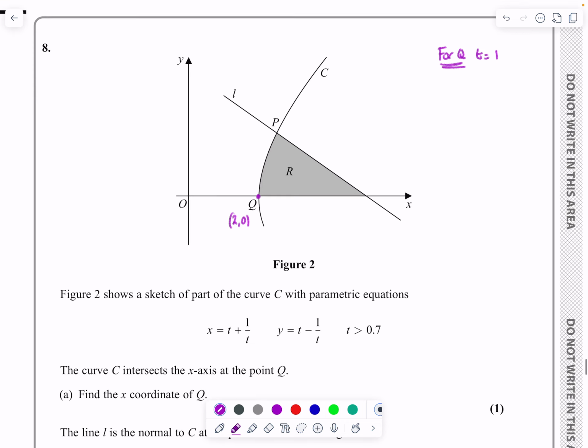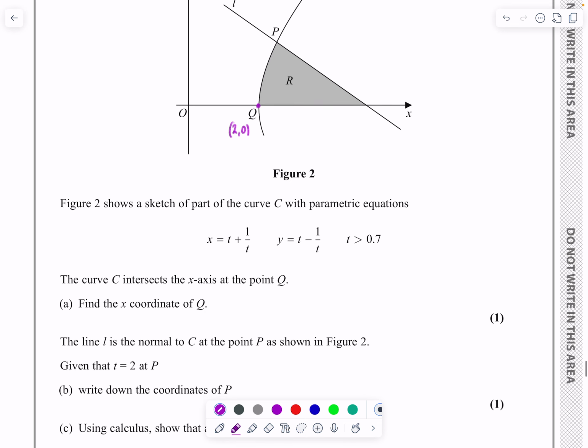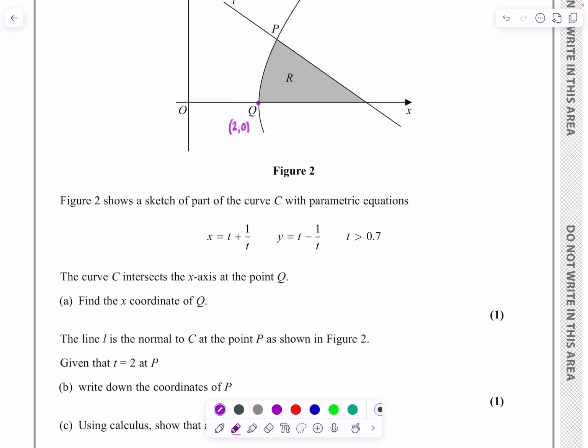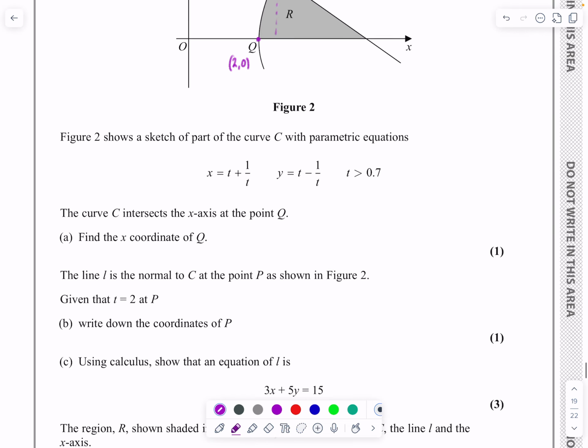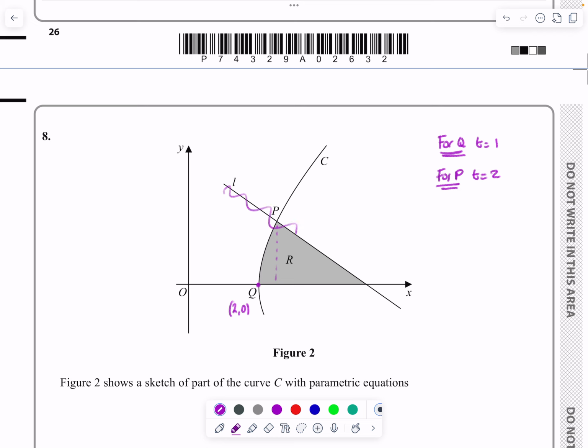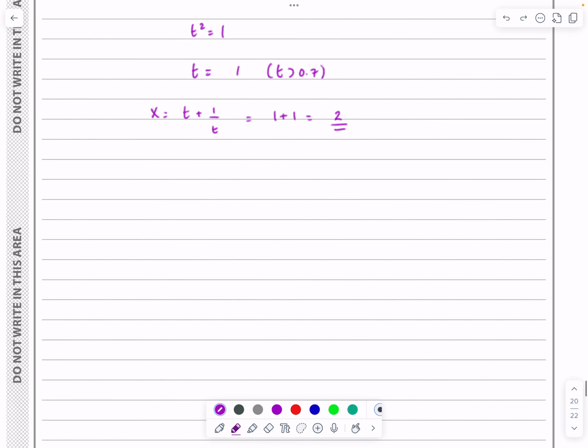And then it says, for part B, the line L is a normal to the curve at point P, and given that t equals 2 at P. So for P, t is going to equal 2, and as I say, I'm going to need that later, so just be aware of that. So if I want the equation of this line L, what I want is a point on the line and the gradient of the line. That's how I find the equation of a straight line. So in other words, I need the point on the line. That's going to be easy enough to do. We'll do that first, part B.